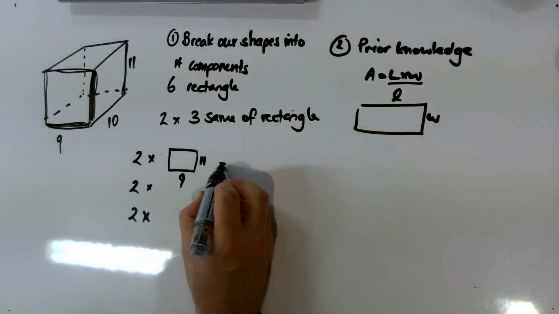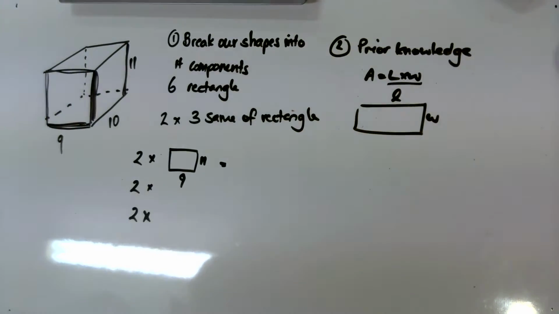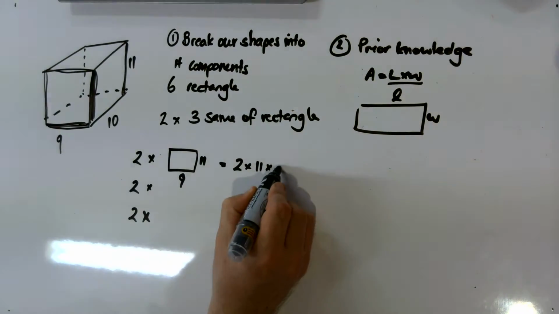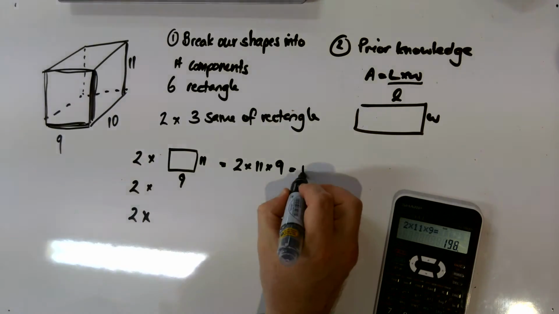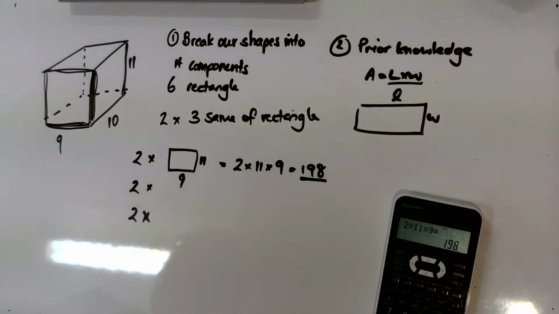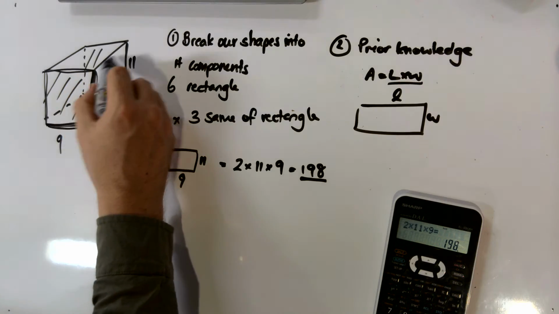Now we're going to change that into maths, remembering, of course, that we just times the length and the width for the area of that rectangle. It's going to be 2 times 11 times 9. Now I'm just going to sneak my calculator in, and I'm going to go 2 times 11 times 9. And that's going to give me the answer of 198. So I'm just going to put a line under that. It's a part of my answer, but it's not my final answer. So I've done the front. I'm just going to colour it in, and I've done the back.